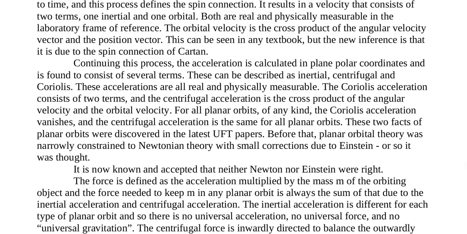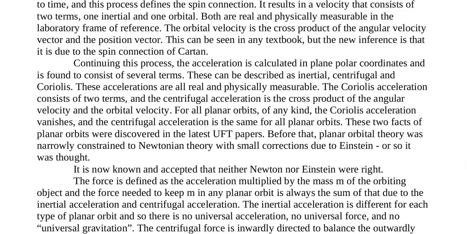Continuing this process, the acceleration is calculated in plane polar coordinates and is found to consist of several terms. These can be described as inertial, centrifugal, and Coriolis. These accelerations are all real and physically measurable. The Coriolis acceleration consists of two terms, and the centrifugal acceleration is the cross product of the angular velocity and the orbital velocity. For all planar orbits of any kind, the Coriolis acceleration vanishes, and the centrifugal acceleration is the same for all planar orbits.